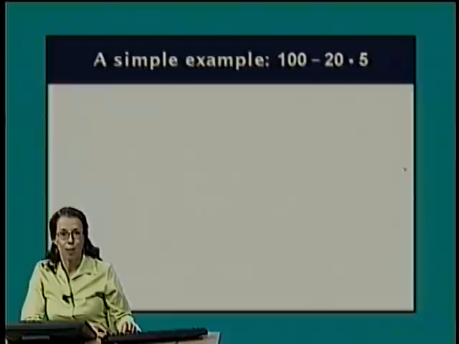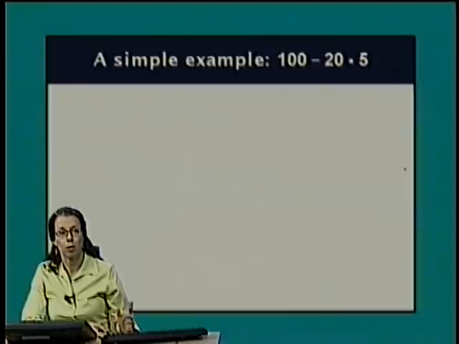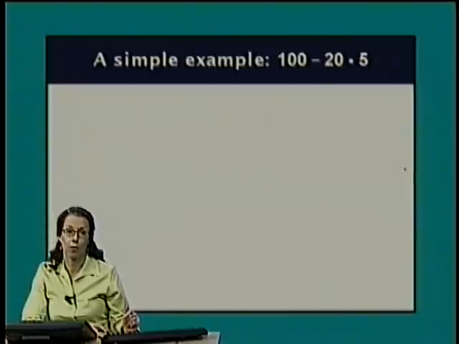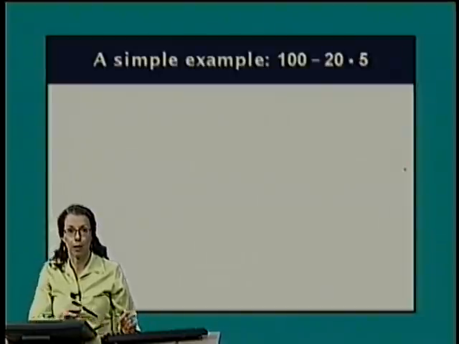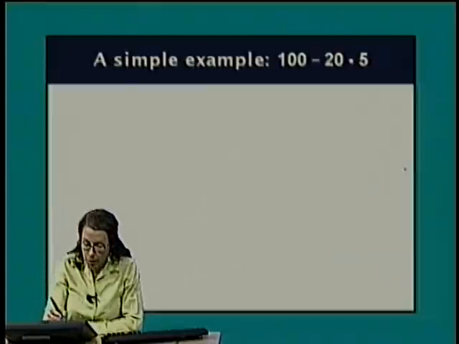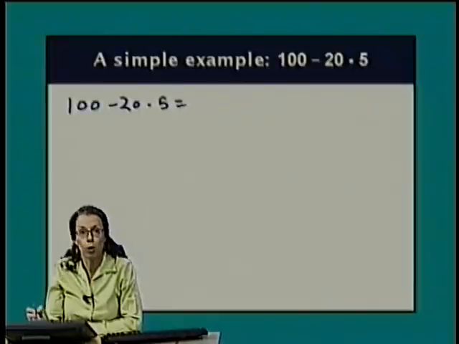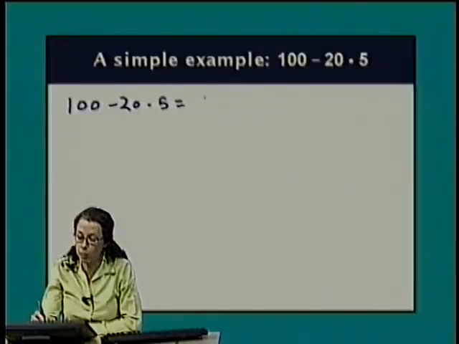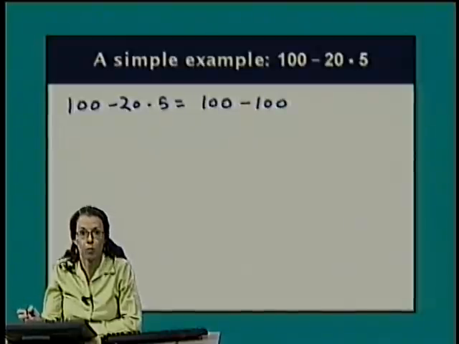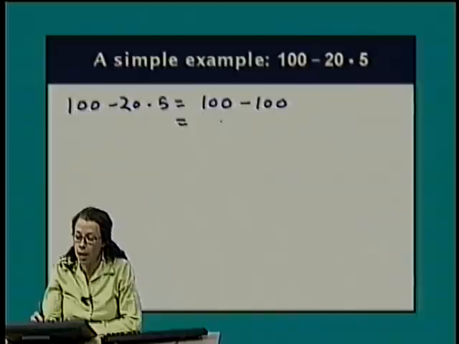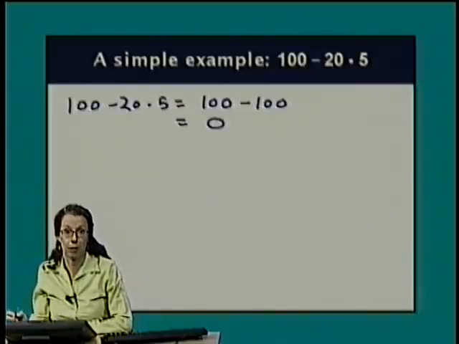In fact, all the examples we're going to do today, the arithmetic is going to be real easy, and we're doing this so that we can compare the results we get when we do the arithmetic with pencil and paper to what we're going to get on the calculator. So let's start with 100 minus 20 times 5. We know to perform the multiplication before the subtraction. So when I multiply 20 times 5, I get 100, and I know the result is 0.